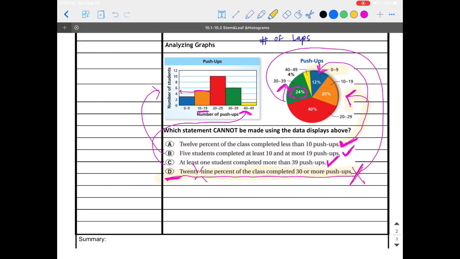Hopefully you guys feel pretty confident in these new visual representations of data. Remember, we're going to practice a lot more in class, so make sure to ask any questions if you have them, and we will see you next session.